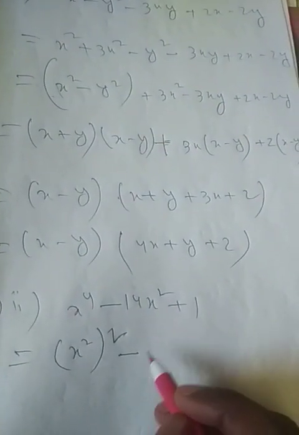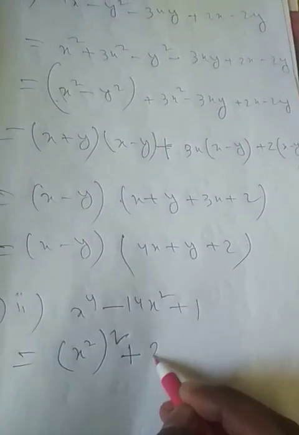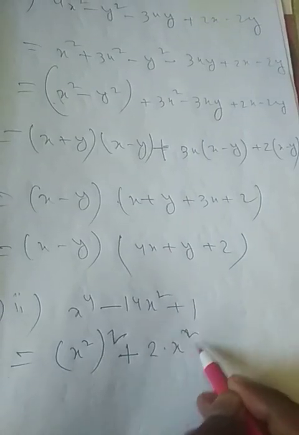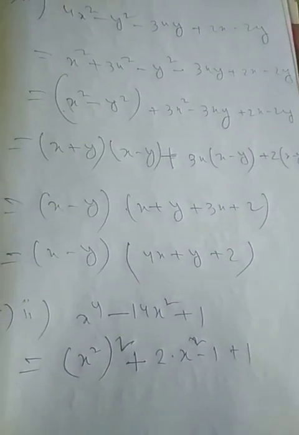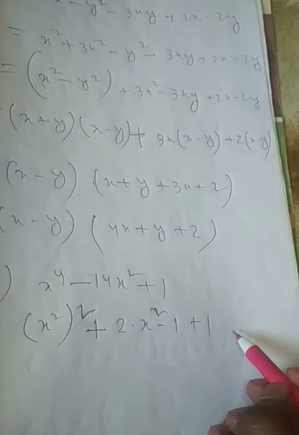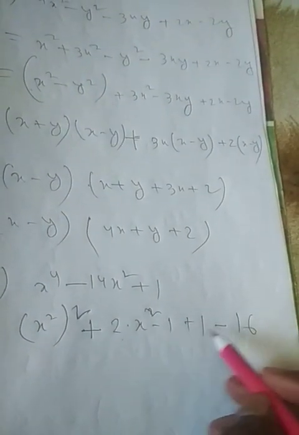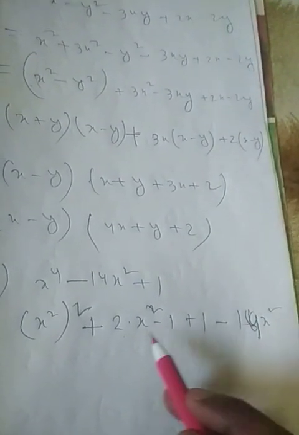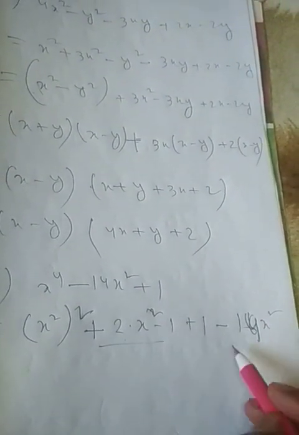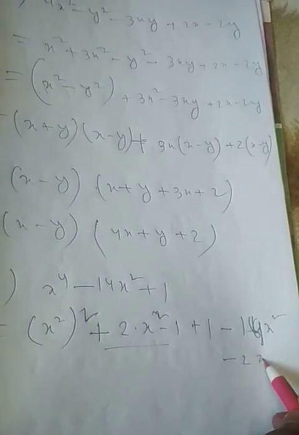Now next, 2ab. Okay, I am making it plus 2ab. And there is then minus 16 because here I have plus. Okay, I am doing that in details. As I have added 2 extra, so I have to subtract 2 extra.